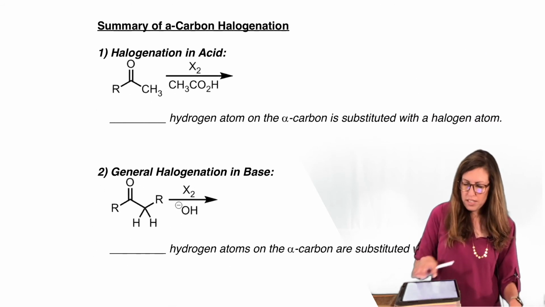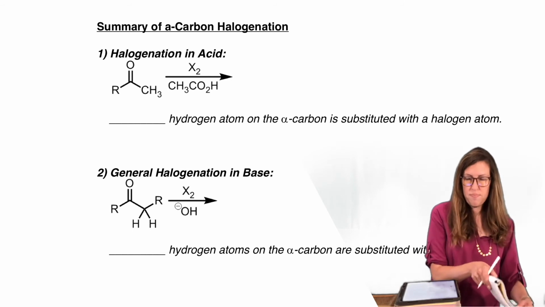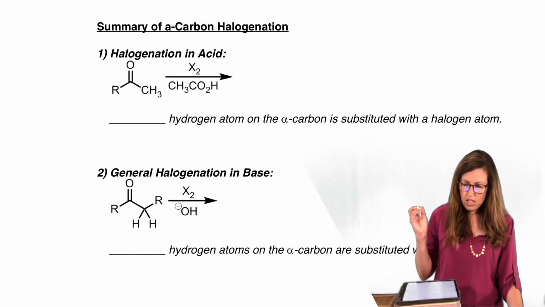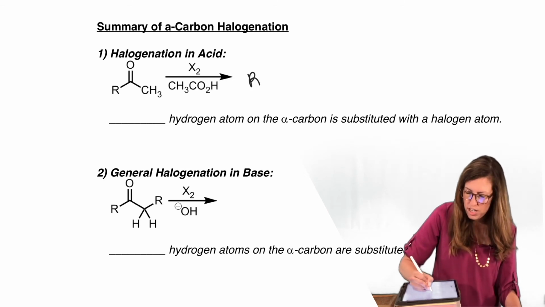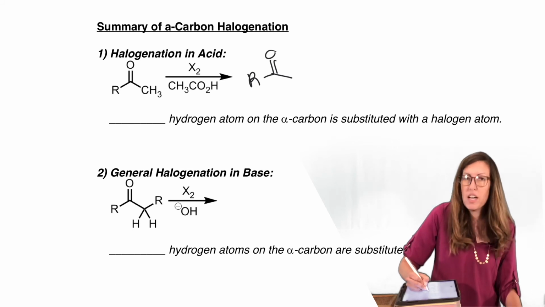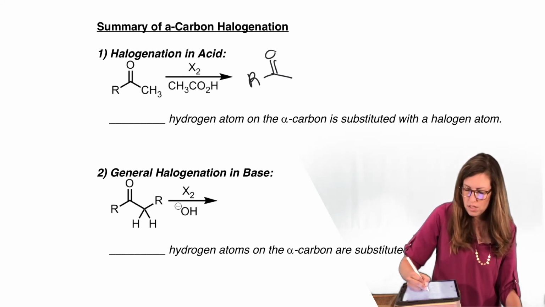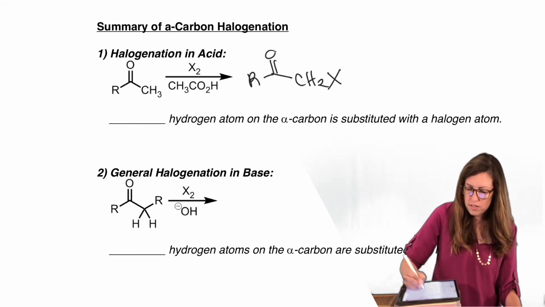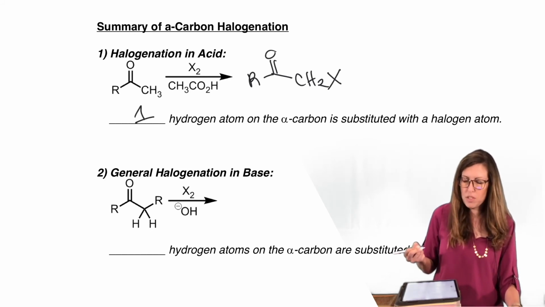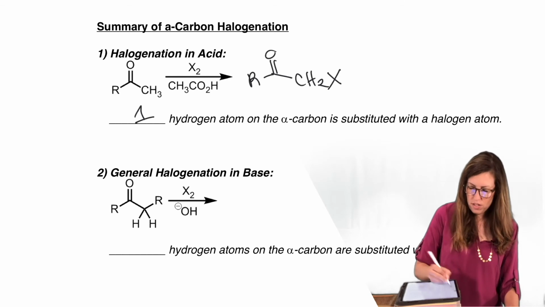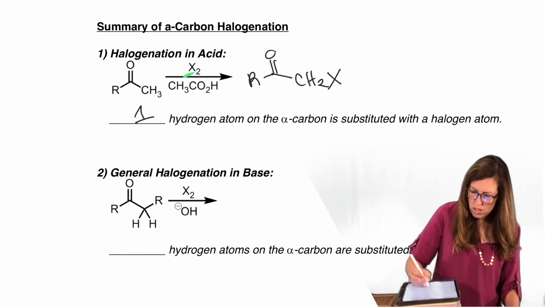Okay, so summarizing it, let's make a little list. In acid, what would that look like? We're just drawing the products now in a generic template. Methyl ketone becomes what? Instead of CH3, CH2X. One hydrogen atom of the alpha carbon is substituted with the halogen, right? So we get that one there.